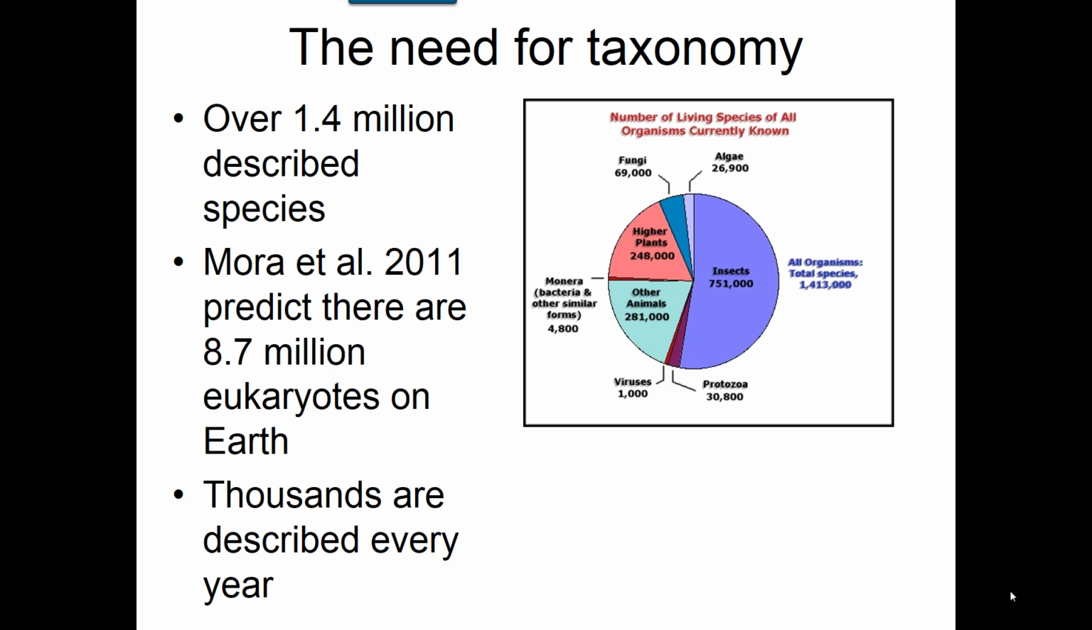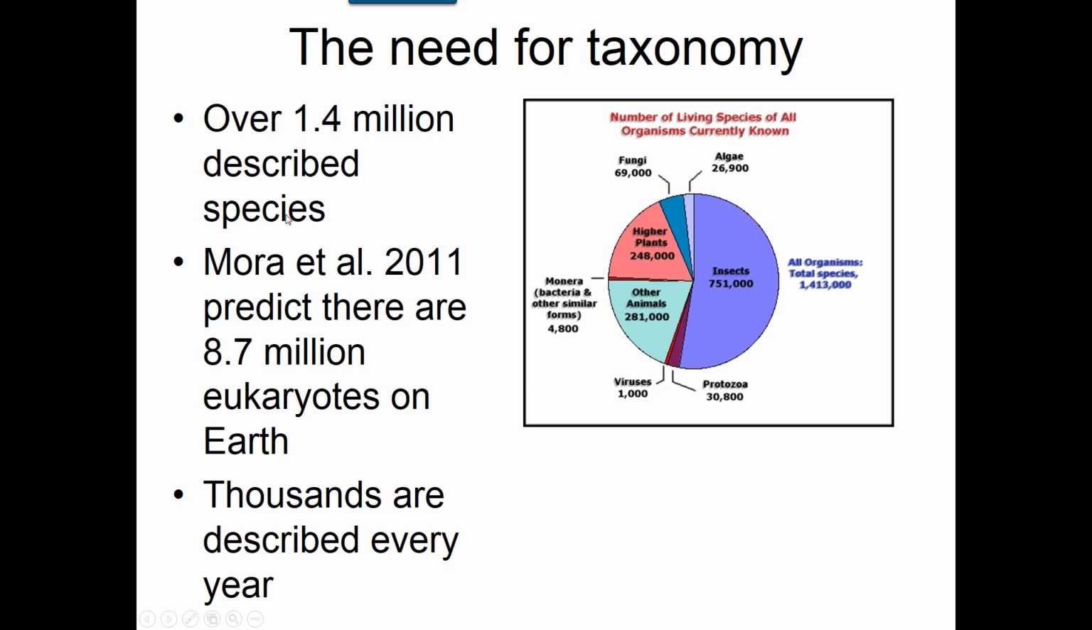This is necessary because there are so many species out there. So there are over 1.4 million described species. This pie graph shows the breakdown of those species. So over half of them are insects, amazingly. About 250,000 of them are plants. But we know that the 1.4 million that we've described is a drop in the bucket. There's way more diversity that's out there that we haven't described yet.